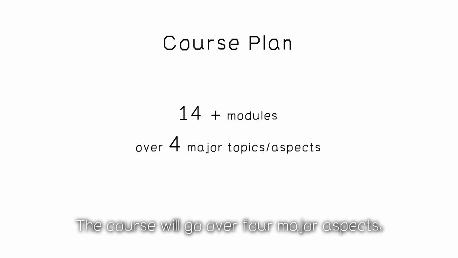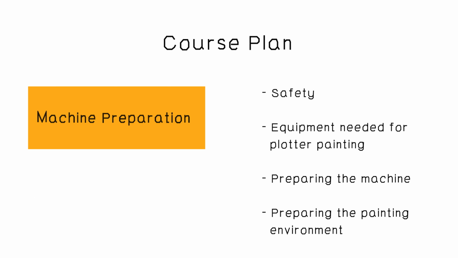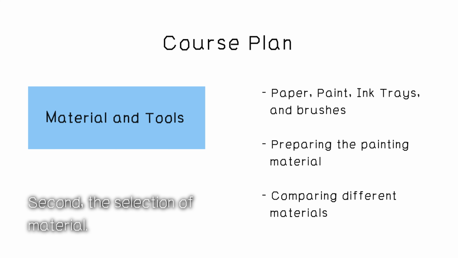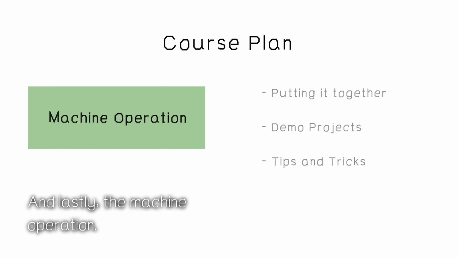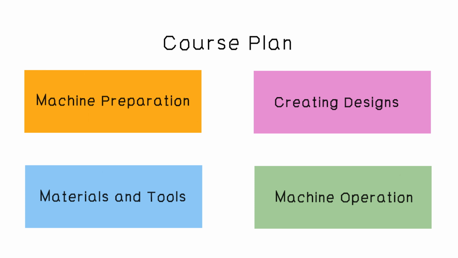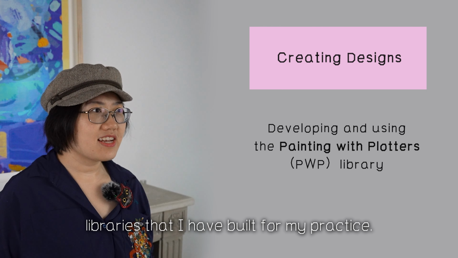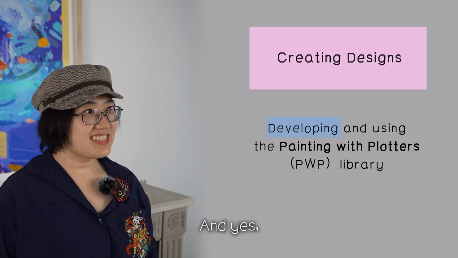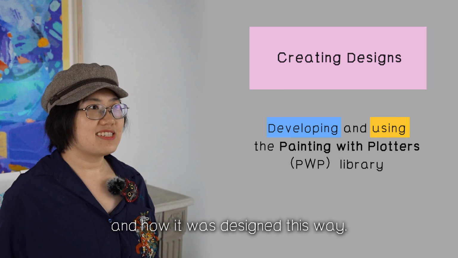The course will go over 4 major aspects, including first, the preparation of the machines. Second, the selection of material. Third, the making of the design. And lastly, the machine operation. I want to give you as much information as possible, especially on the technical side. So this course will contain lots of information about the Python-based library that I have built for my practice. And yes, we will actually go over the library and talk about why and how it was designed this way.